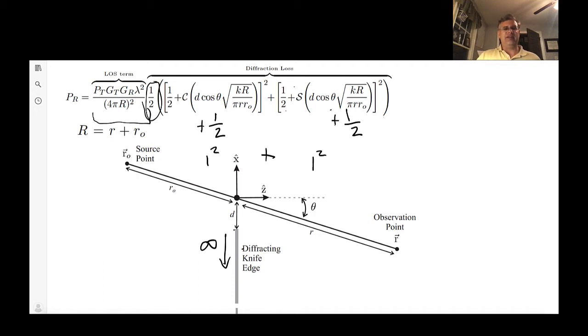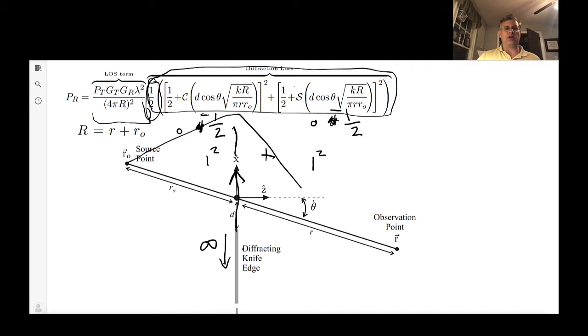Now, if instead D goes negative and starts jutting into the sight line, now I'm flipping the sign. These things are going to asymptotically approach negative 1/2 each. 1/2 minus 1/2 approaches 0. It's going to be a very small value. Likewise, this term, when I add them together, I'm going to get a very small term, and that introduces a tremendous amount of loss in the diffraction term, which makes sense as I start to cut this deep. The waves simply don't bend around as well as when you have shallower angles.